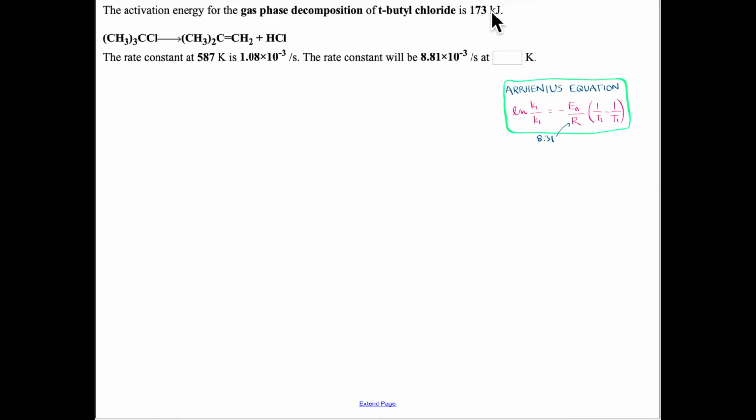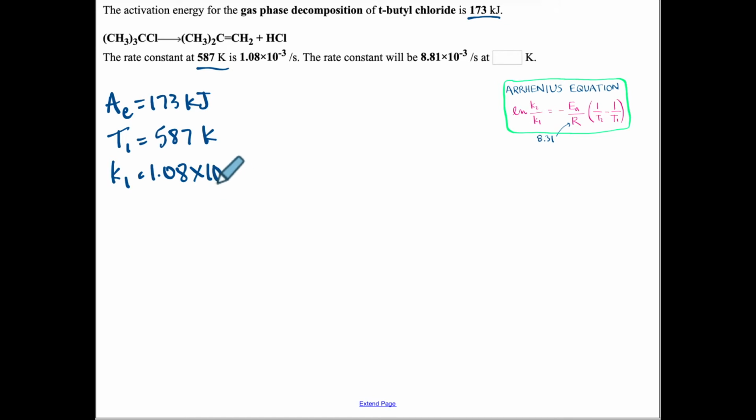And we're going to start by making a list of our givens. Here we have the activation energy. 587 will be our temperature 1 in Kelvin like we want it to be, and then our rate constant 1 is going to be 1.08 times 10 to the negative third per second. The rate constant 2 will be 8.81 times 10 to the negative 3 per second, and it's wanting us to find temperature 2. So we're going to plug numbers in here.